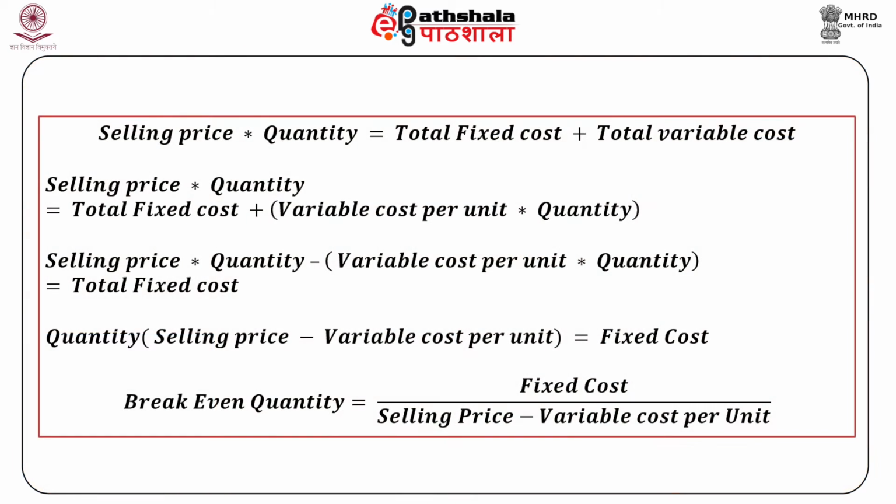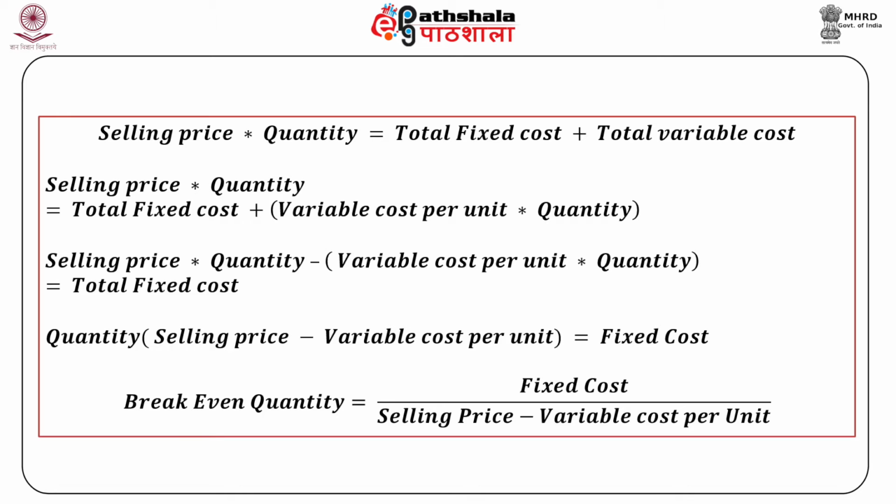The answer lies in the definition of break-even point and may be explained as follows. TR is equal to TC. Selling price into quantity is equal to total fixed cost plus total variable cost. Thus, selling price into quantity is equal to total fixed cost plus variable cost per unit into quantity.